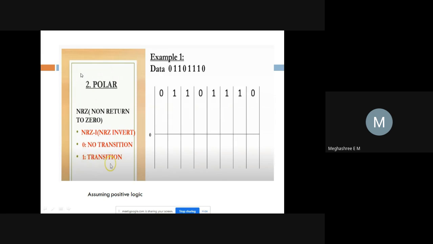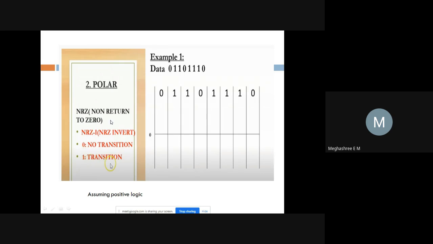Oh, I'm sorry. Let's start with the second type under non-return to zero. That is non-return to zero invert. In this method, you have to remember these two. When the given data bit is 0, there is no transition in the signal. And when the given data bit is 1, there will be a transition in the signal.